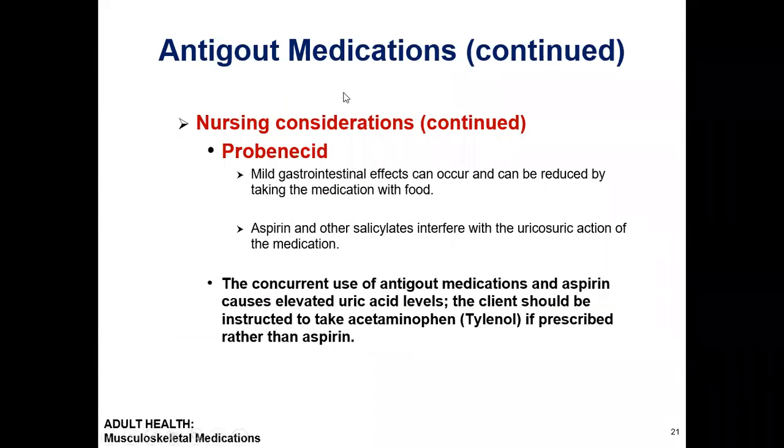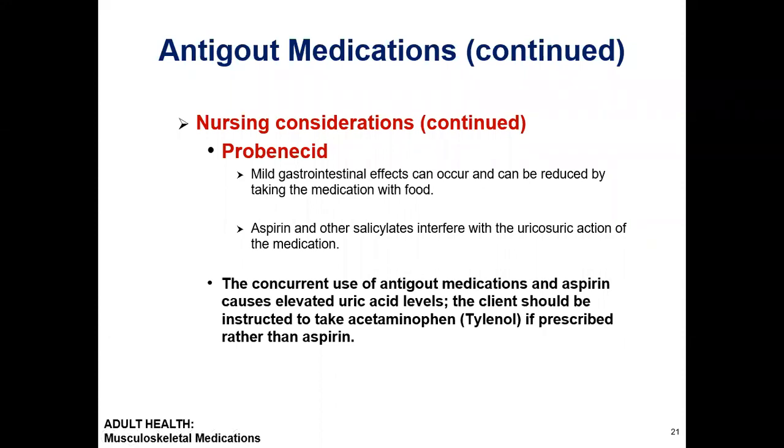So now probenecid. It has mild gastrointestinal effects, so it is better than the colchicine, right? Colchicine causes a little bit more severe gastric upset. Probenecid can cause mild effects that can be reduced by taking the medication with food. And already we know the anti-gout medications are always good to take with food.